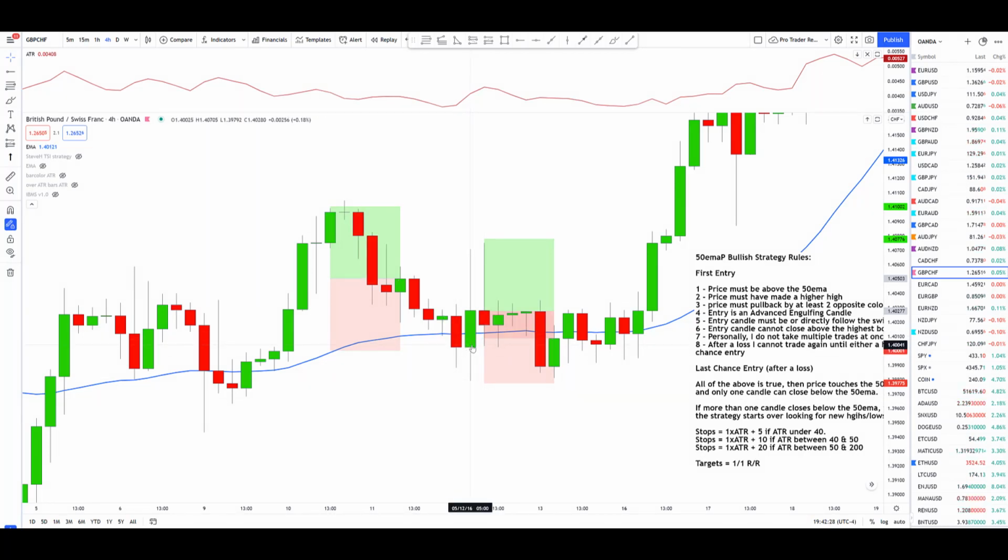The stops and targets are exactly the same. In this case, we have a 41 pip stop loss, or excuse me, a 41 pip ATR. We add 10 to that because anything between 40 and 50 is ATR plus 10, which means we have a 51 pip stop altogether. A 1-to-1 risk reward, as you can see, would have hit targets and we would not have been stopped out here on this trade. So this is an example of our last chance entry.